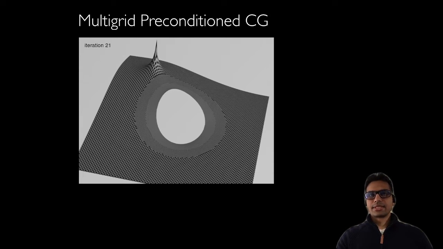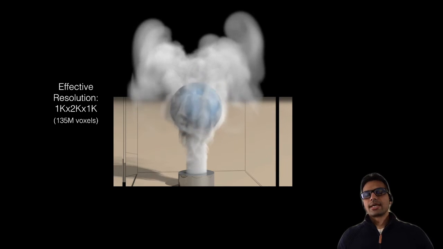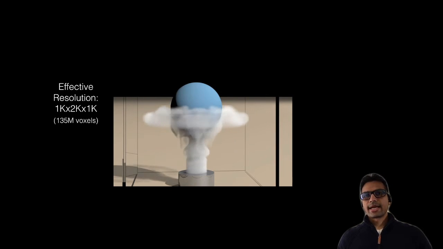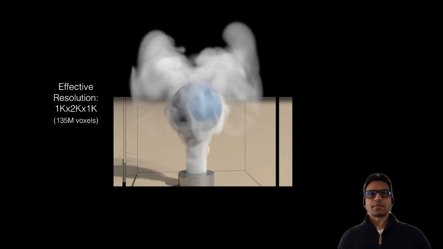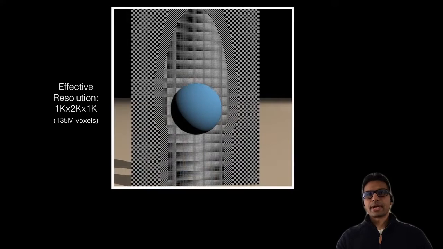And basically, with this pipeline in place, we can simulate extremely high resolutions of smoke flow on a single computer. This particular simulation has 135 million voxels and an effective finest resolution of 1K by 2K by 1K. Here the adaptivity pattern is as follows. We have more resolution near the source and the sphere to capture the nice vortical details, and then we coarsen as we move away from the source and the sphere.